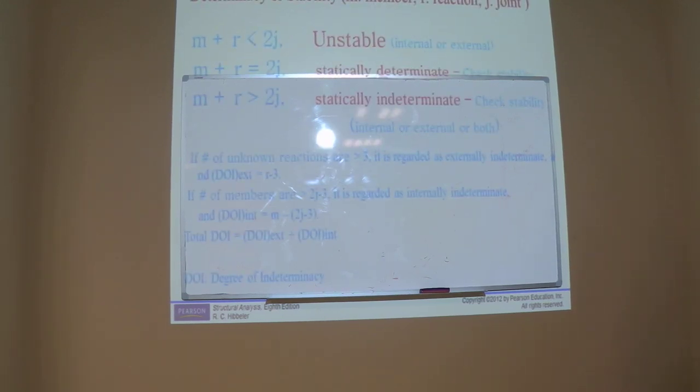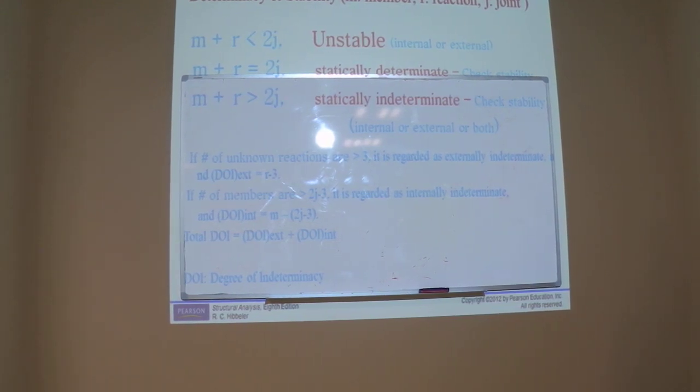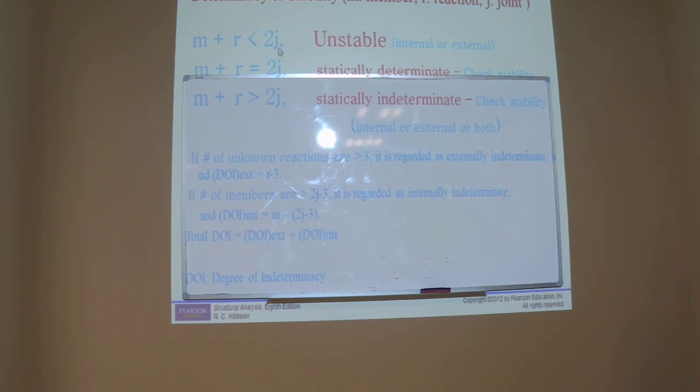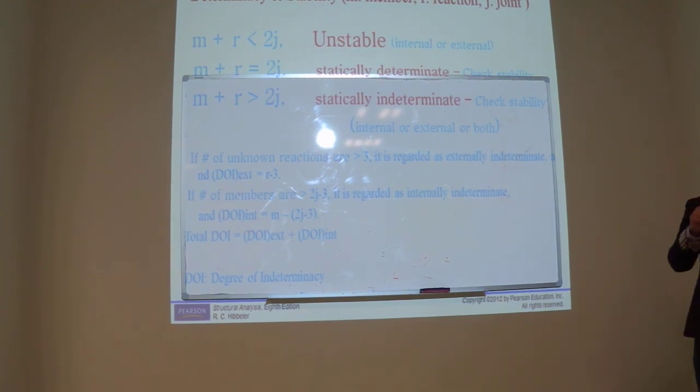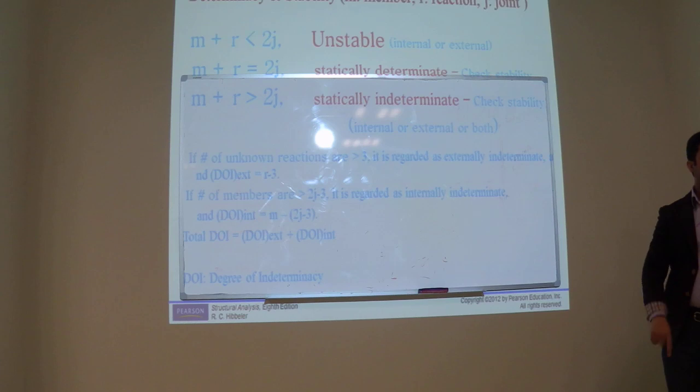Now what about the stability and determinacy? It's very simple. For beams and flexural members we have 3J, but for trusses we have 2J. Why? Because for truss members we have either X or Y, but for beam and frame members we have X, Y and Z. We have moment, Fx and Fy. Do you understand?